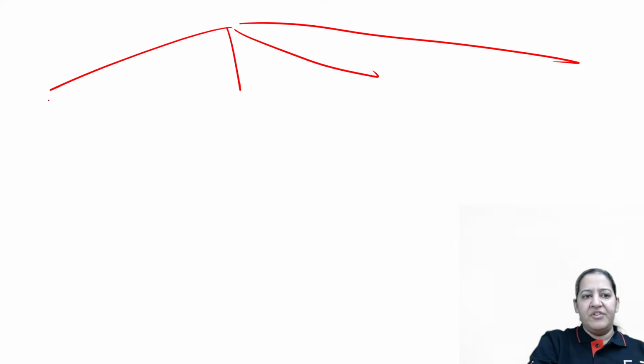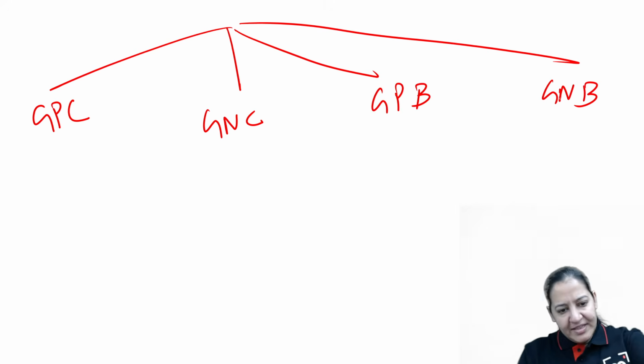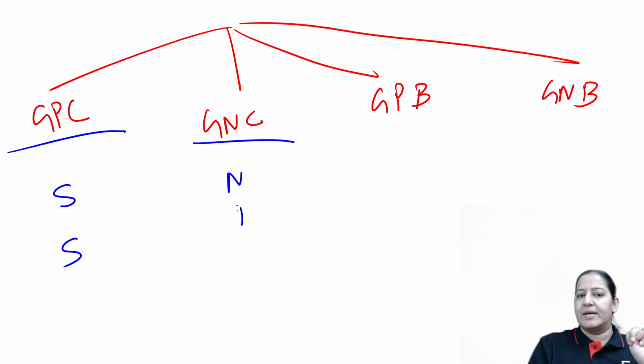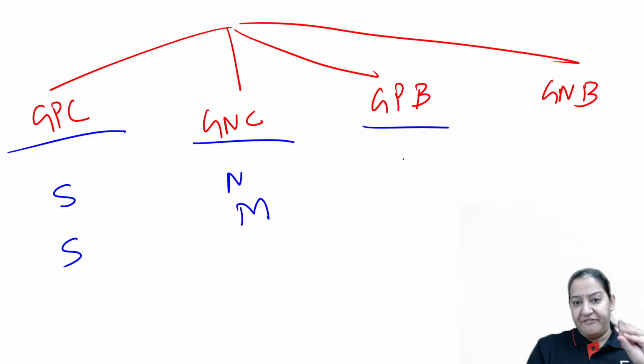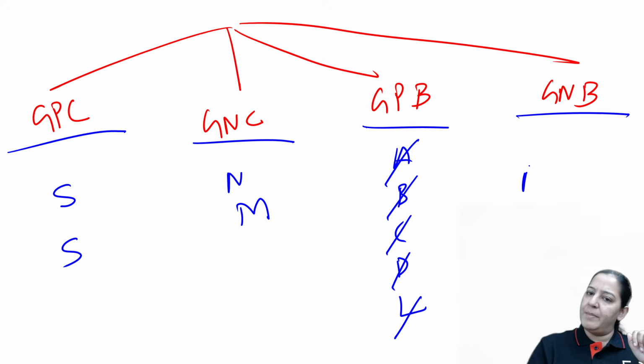So please classify like this. Can you do the classification for me in the 4 categories? First finish cocci, gram positive cocci, gram negative cocci. Then come to bacilli, gram positive bacilli, gram negative bacilli. Can you tell me the answers? Gram positive cocci are only 2, Staphylococcus, Streptococcus. Gram negative cocci again 2, Neisseria, Moraxella. Gram positive bacilli 5, A, B, C, D, L: Actinomycetes, Bacillus anthracis, Clostridium, Diphtheria, Listeria. And gram negative bacilli are all the remaining ones.